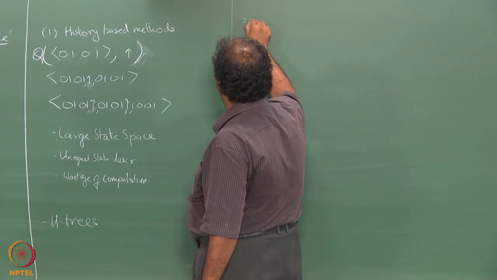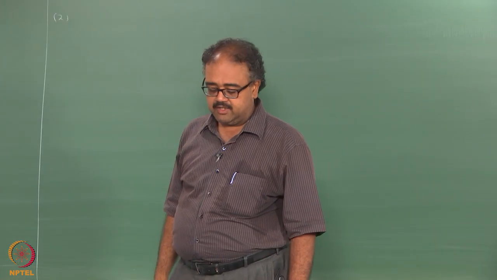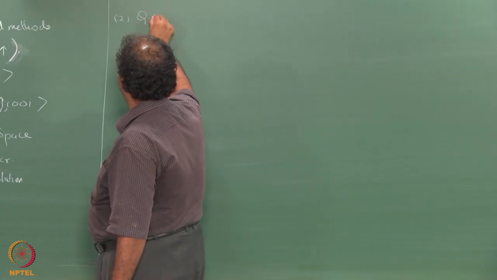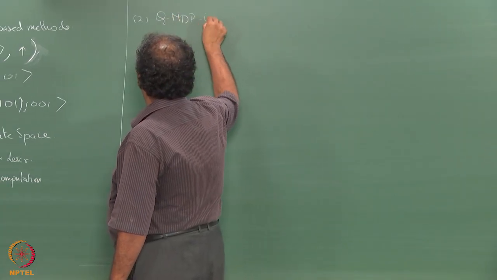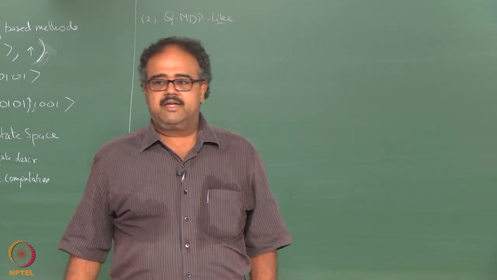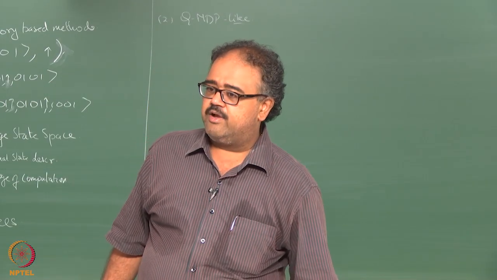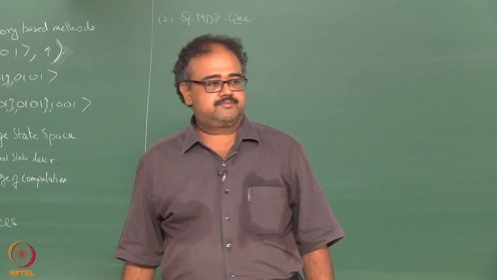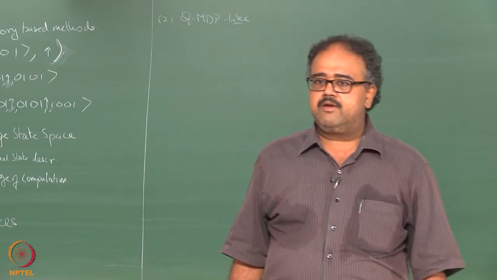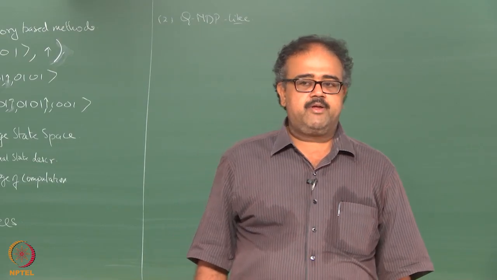So the second class of approaches, which I would call QMDP-like approaches, because I can't think of an appropriate term for it, but QMDP is a prototypical example of such models, is that you assume that the MDP is available to you. You assume that you know the MDP. Since you know the MDP, you go ahead and solve it. You solve the MDP, you get a policy.